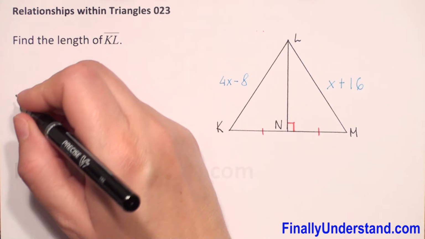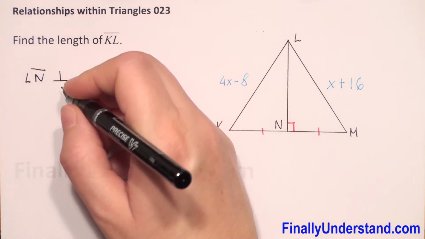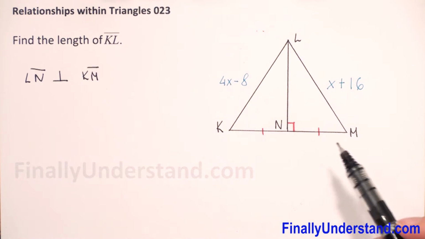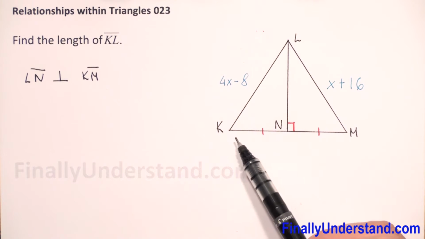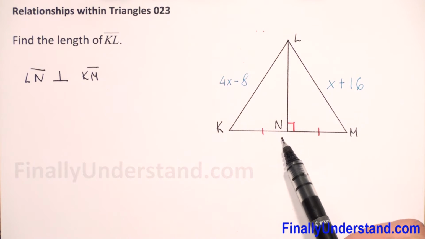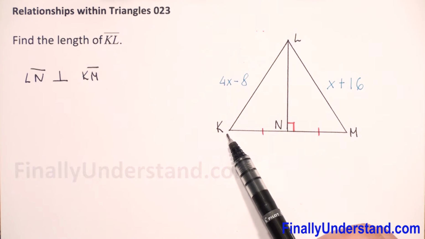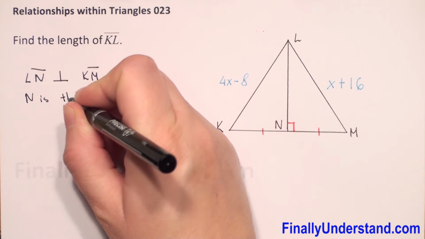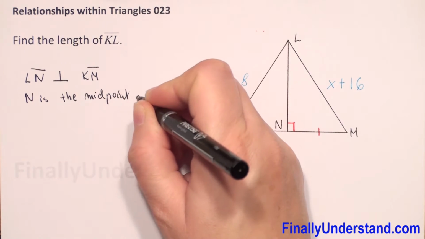So we can write that LN segment is perpendicular to KM segment. What else? Because we have these red marks, it means that KN is congruent to MN segment. It means that N is the midpoint of segment KM. So N is the midpoint of KM segment.